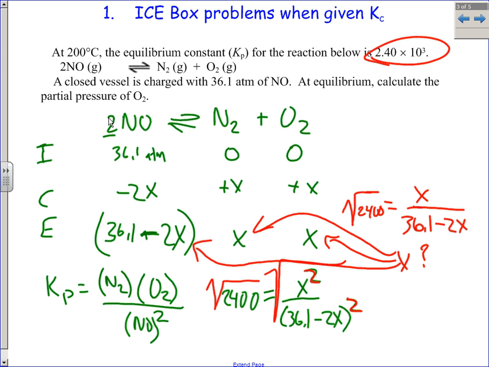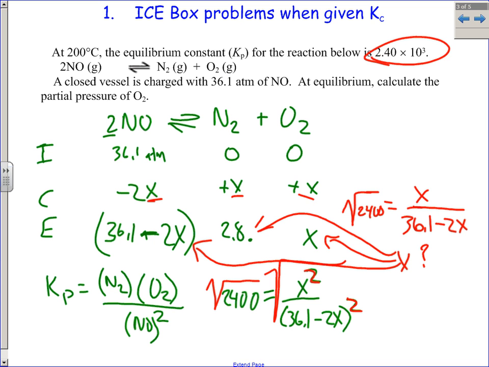Now, if they don't give you a K value, that's what they're going to be asking you to find. And in those particular problems, you'll notice with what's given, you'll be able to figure out what x is. So then you can figure out what your equilibrium concentrations are based on that. So what they typically do is, instead of one of these being an unknown, they will tell you what your N2 concentration is at equilibrium.